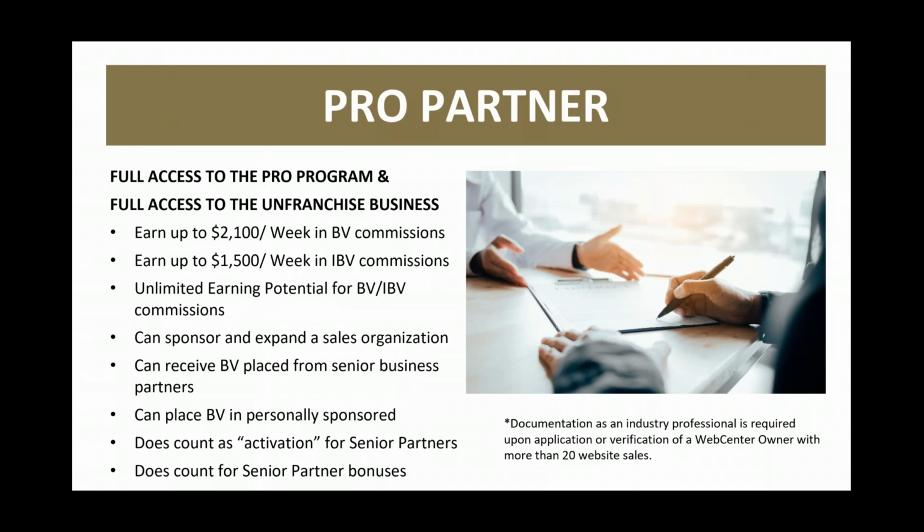Now, for those that want to exceed that $78,000 a year in income, and those that maybe already are franchise owners, or those that are really focused on expanding beyond what they have in their affiliate program, they can upgrade to Pro Partner. It is a full unfranchised owner and pro program, meaning they can earn up to $2,100 a week in BV commissions, including the management bonus.